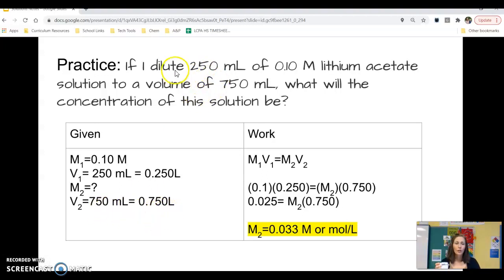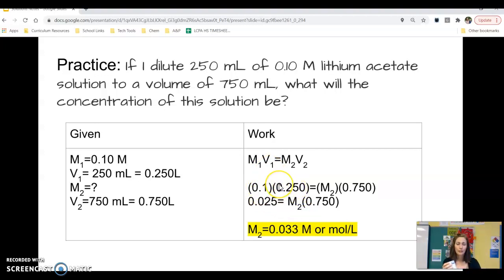Notice that the wording on these questions is tricky. I'm changing the solution to be 750 milliliters. I'm not adding 750 milliliters. If I said adding 750 milliliters, this would end up being 1 liter because I would be adding it to what I already had. So pay attention to how the questions are worded. In this case, I'm just telling you what that final volume is. So you're plugging this into your M1V1 equals M2V2.